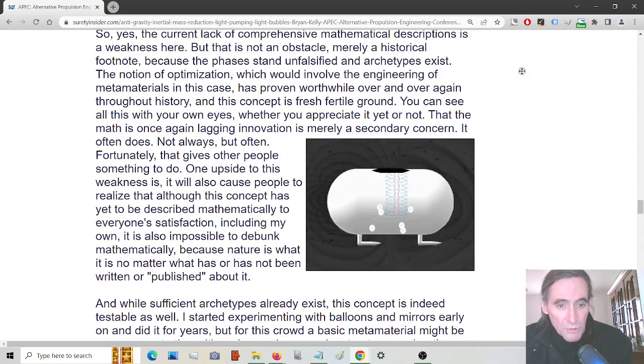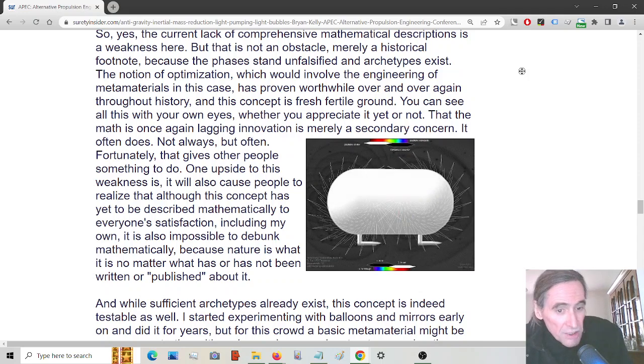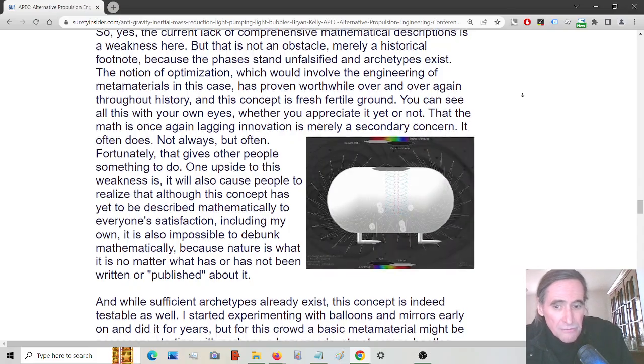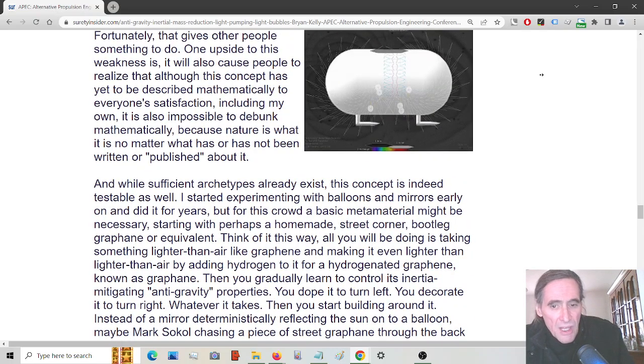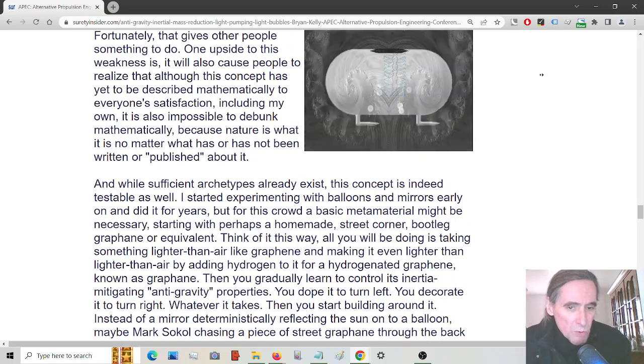One upside to this weakness is, it will also cause people to realize that although this concept has yet to be described mathematically to everyone's satisfaction, including my own, it is also impossible to debunk mathematically, because nature is what it is, no matter what has or has not been written or published about it. And while sufficient archetypes exist, this concept is indeed testable as well. I started experimenting with balloons and mirrors early on and did it for years.